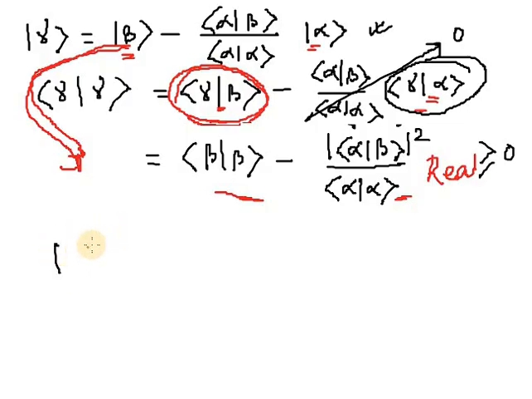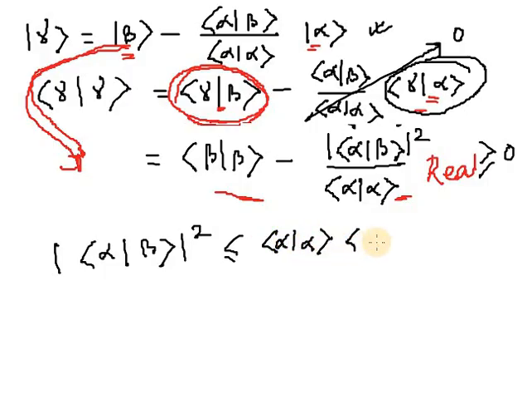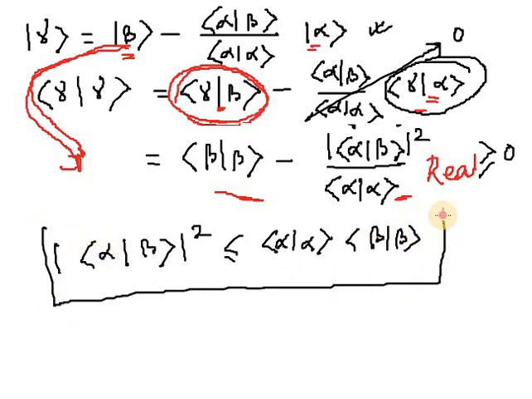So the result that we were trying to prove, that the square of the alpha beta inner product must be less than or equal to alpha inner product alpha times beta inner product beta. This is our final result. This is the Cauchy Schwarz inequality. It's a very powerful statement.